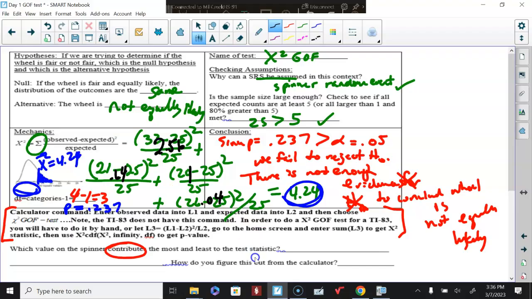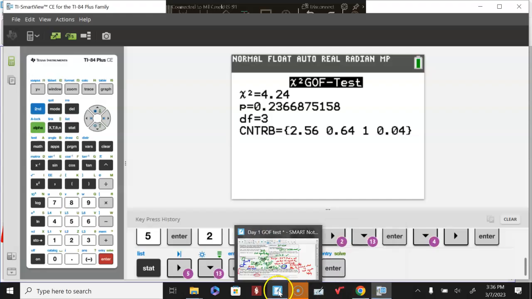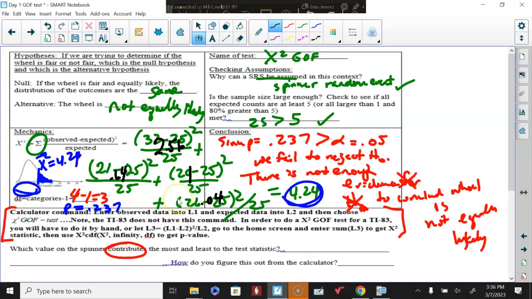So again, on the calculator where it says contributions, the first one's 2.56. And if I compare, that's the biggest contribution. So my first category is going to contribute the most. And the last one, the 0.04, is the smallest contribution. So my last category is going to contribute the least. So if I say which one contributes the most, it is the first category, and which one contributes the least, that's going to be this last category.